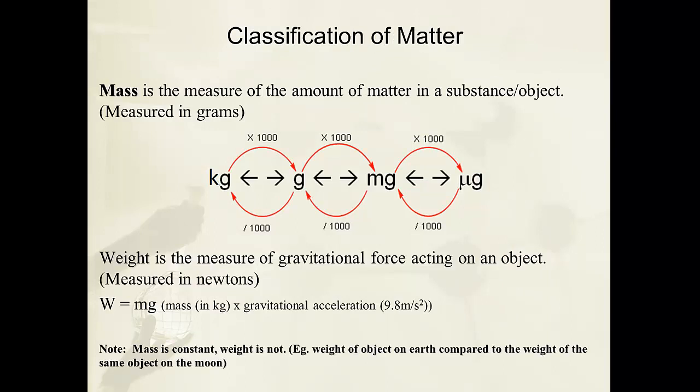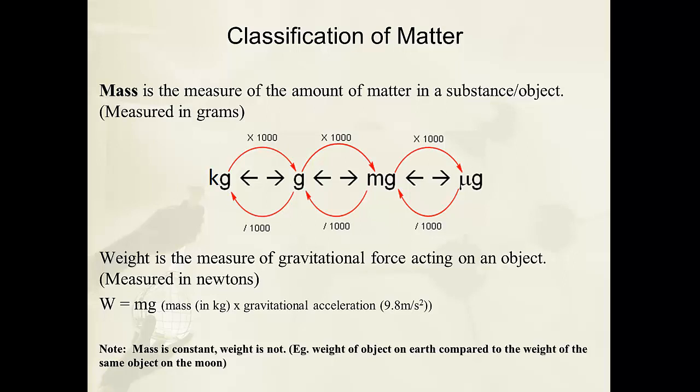All right, so moving along now to classification of matter. So remember that mass is the measure of the amount of matter in a substance or an object, measured in grams. Okay, and this is going back to our prefixes and our units conversion, so kilograms to grams, grams to milligrams, and you can see in each case we're dividing by 1,000 or multiplying by 1,000 to convert in between. Okay, so that's mass.